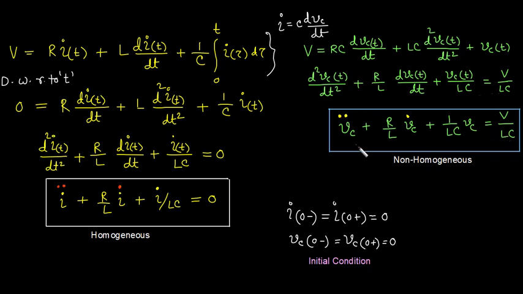It is also a second order differential equation, but it is non-homogeneous since the right-hand side is not equal to 0. There is a forcing function V by LC on the right hand side.